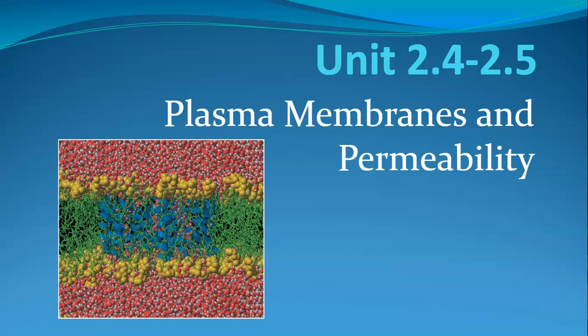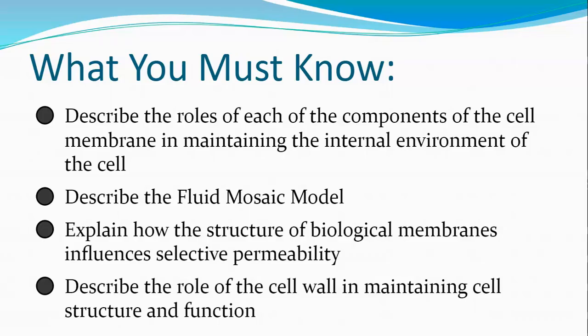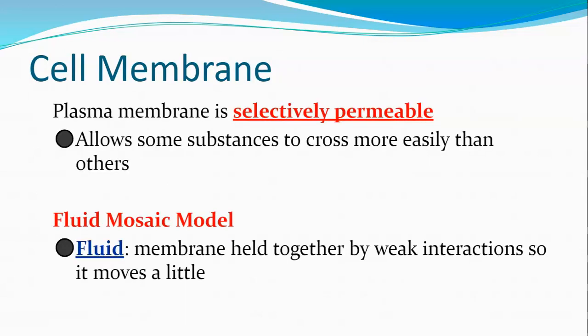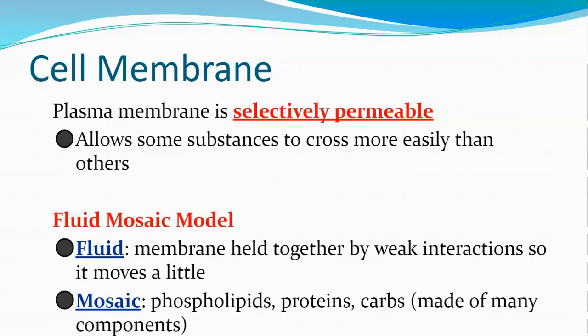All right, so now we're to the idea of the plasma membrane and permeability. So you just have to understand what's in a membrane, what the fluid mosaic model is, and how things actually go through the membrane and permeability and things like that. So the cell membrane, as you know or should know, is selectively permeable. It does not let anything and everything through. So there are rules that we will go over.